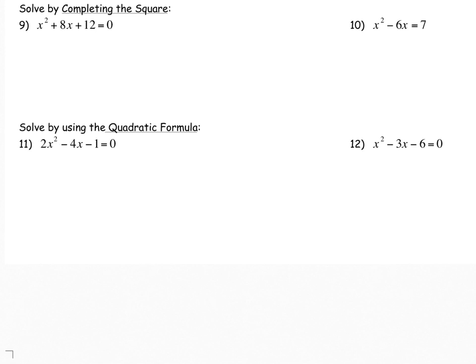Question number 9. Solve by completing the square. So we just practiced this. How do I do this problem?